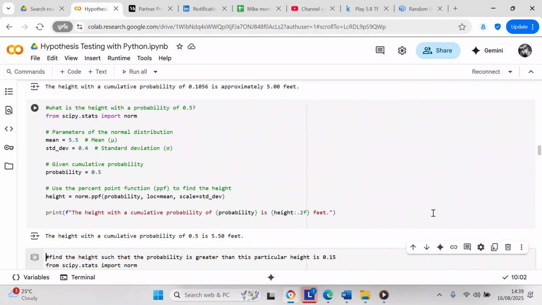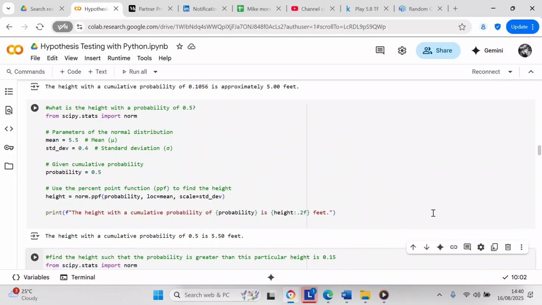It says, what is the height with a probability of 0.5? Again, we're going to import scipy. From scipy.stats, we're going to import norm, which is a normal distribution. We're going to define our parameters of a normal distribution. So mean is 5.5 feet, and standard deviation is 0.4 feet. So we're going to give the cumulative probability of 0.5. So use the percent point function to find the height.